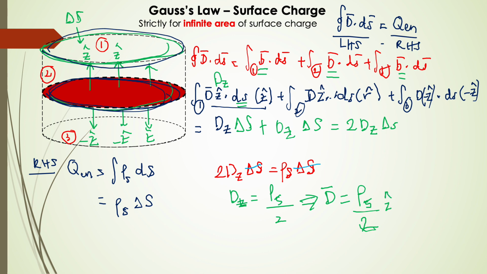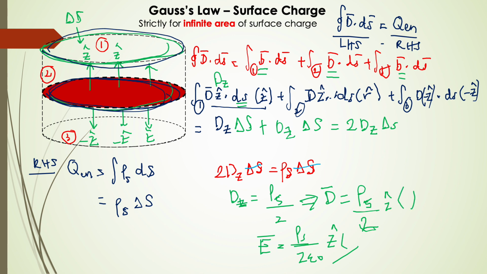Rho s over 2 in z direction, and to make it E, the electric field intensity, it will be rho s over 2 epsilon naught in z direction. This is what we obtained by using Coulomb's law before. And don't forget to write the unit.